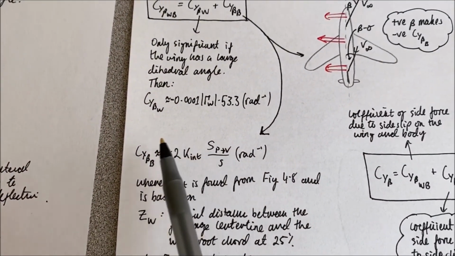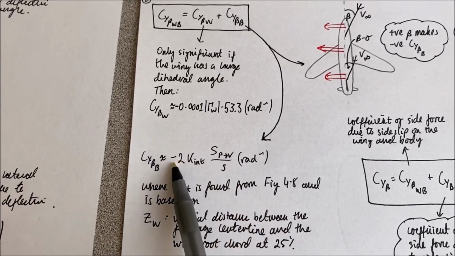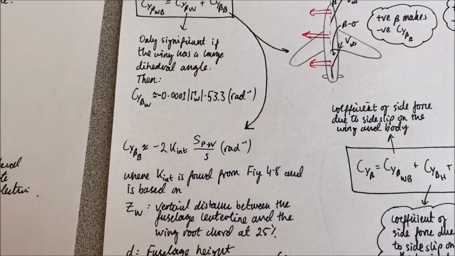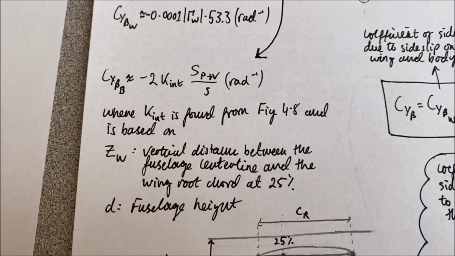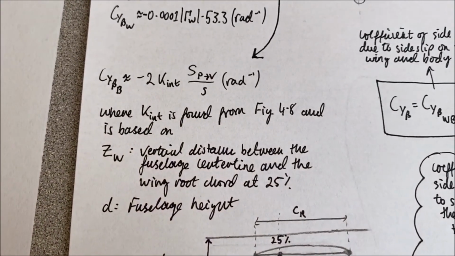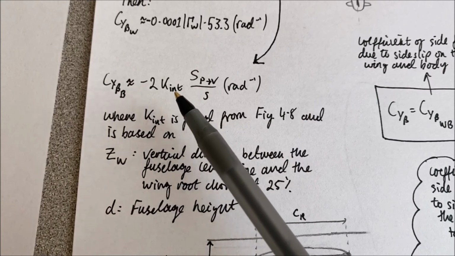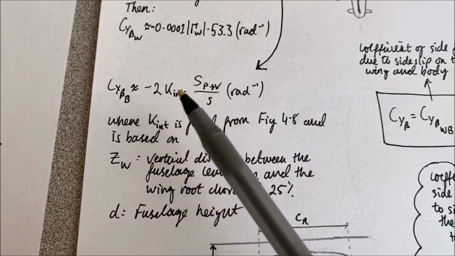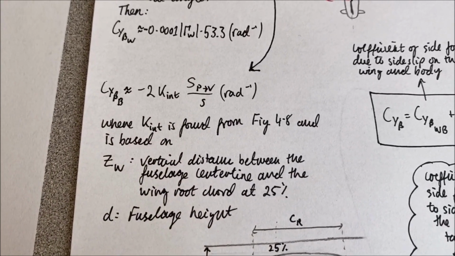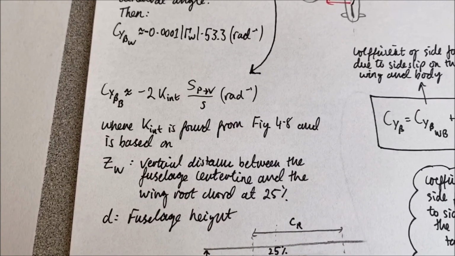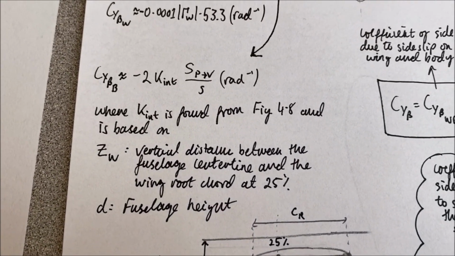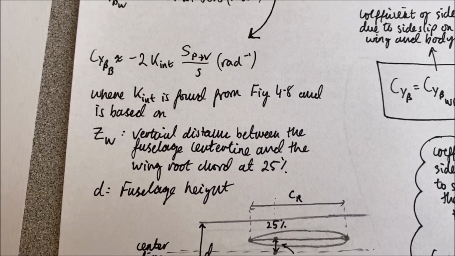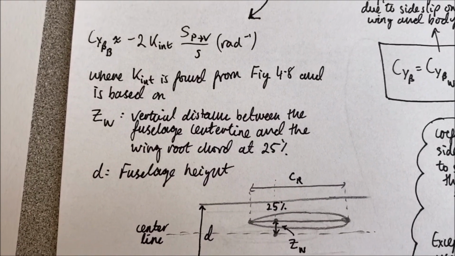so positive beta makes negative side force, and in that case you can see that is modeled by this formula here, and that's why we have the negative sign at the front. And this formula here is based on two new parameters which I'll explain right now. So the first one, k sub int, you can look up how to find it in figure 4.8 of the textbook, but basically it's based on two distances associated with our aircraft.